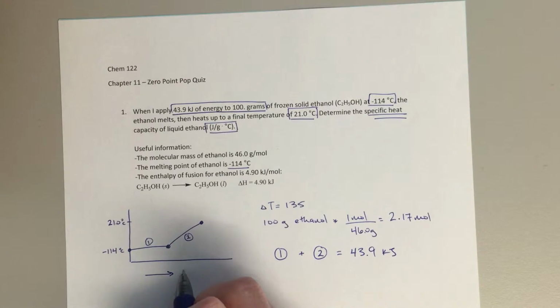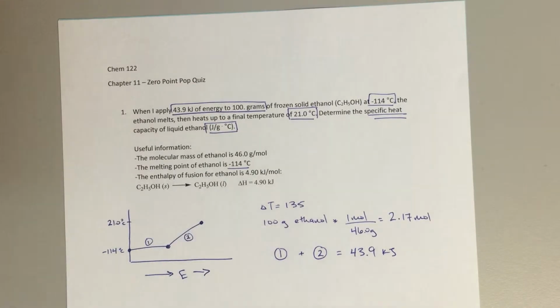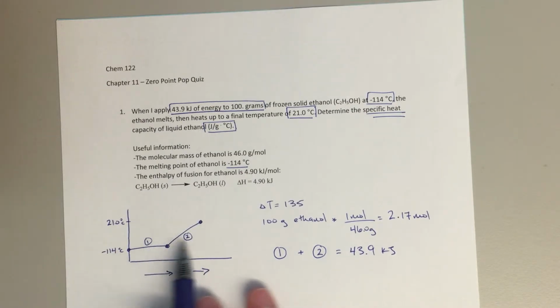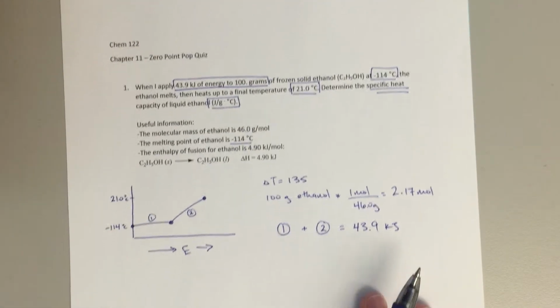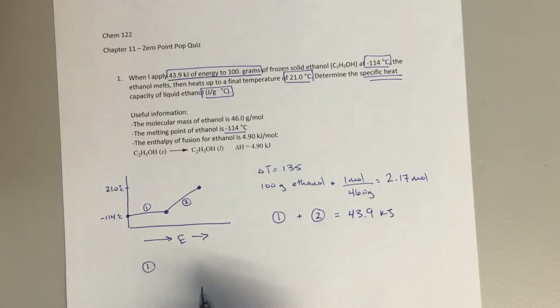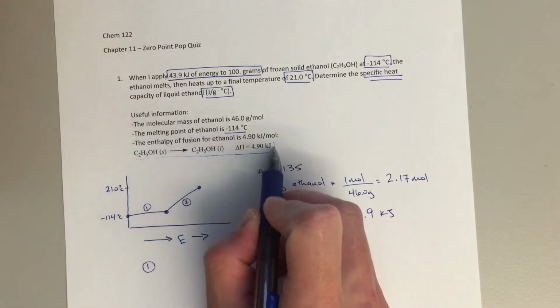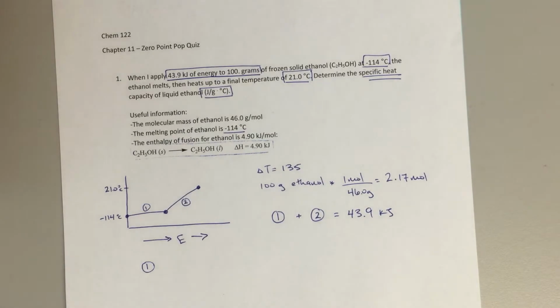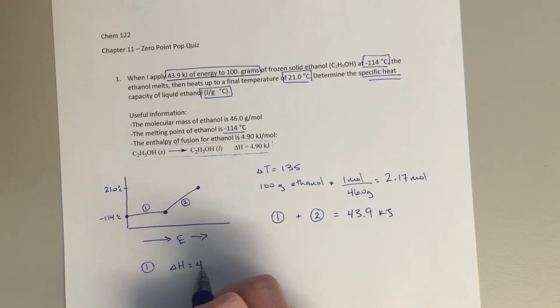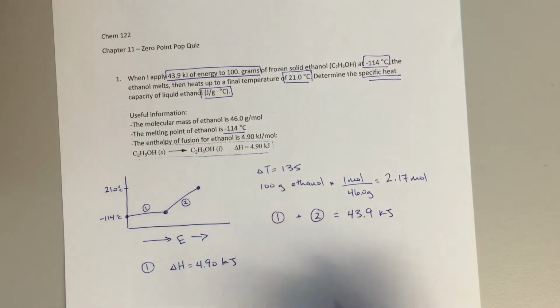So as we go this way, this is energy applied, and this 43.9 value is the amount of energy that I applied from the beginning to the end, and these are the two-step processes that I'm going to go through. So 1 plus 2 equals 43.9. And for step 1, we can calculate that amount of energy straight away. So we know that this is our enthalpy, 4.90 kilojoules. So that's going to be my delta H equals 4.90 kilojoules.